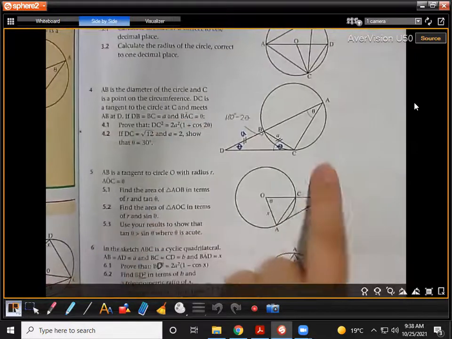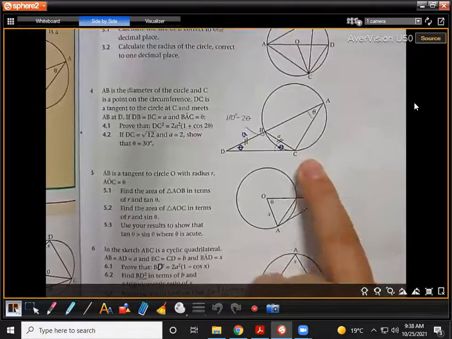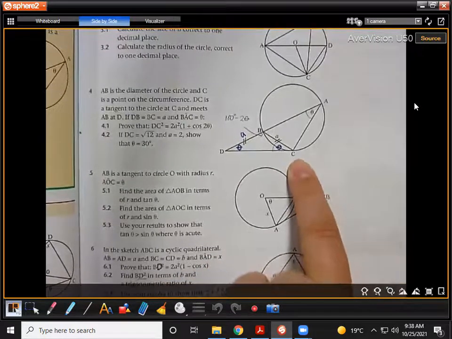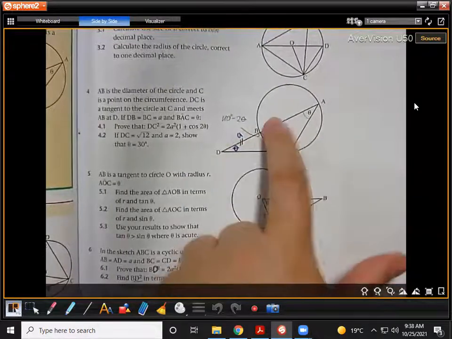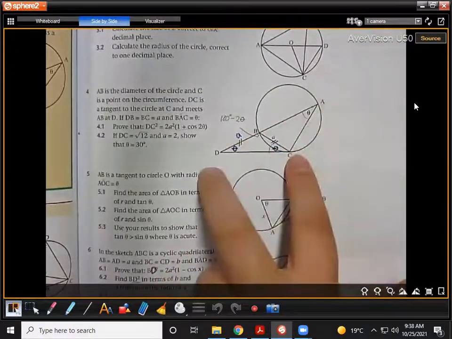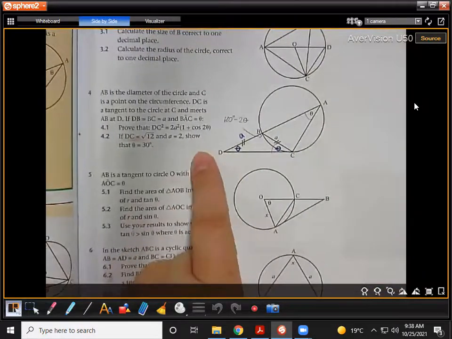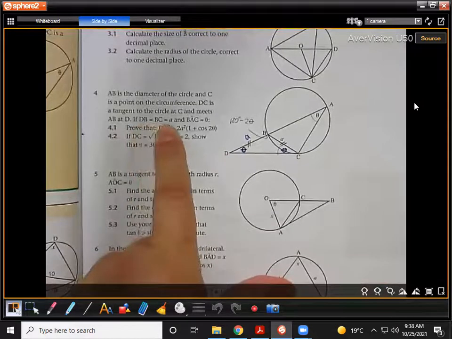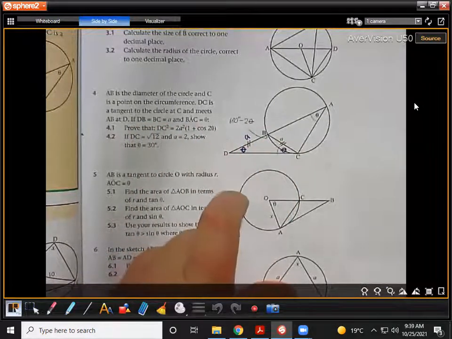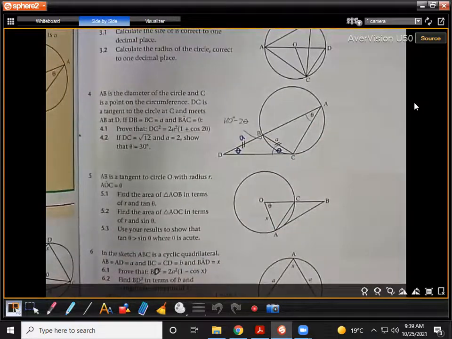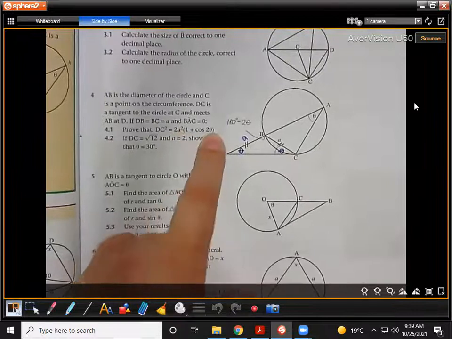So C is a point on the circumference, DC is a tangent to the circle at C, so we can use tan chord if we need to, and meets AB at D. So it's just saying that AB was lengthened to meet the tangent. If DB is equal to BC is equal to A, so those two lines are equal, and BAC is theta, prove that DC squared is this whole thing.